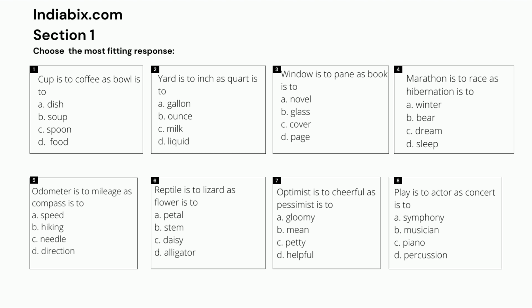An odometer is an instrument used to measure mileage. A compass is an instrument used to measure direction. So choices A, B, and C are incorrect because none is an instrument. Okay? None there is an instrument. All right. Okay, so let's go on to the next one.